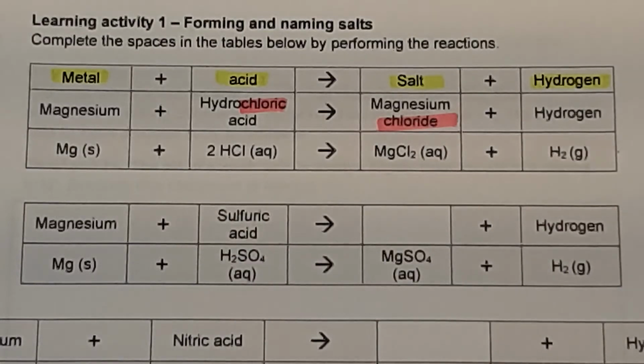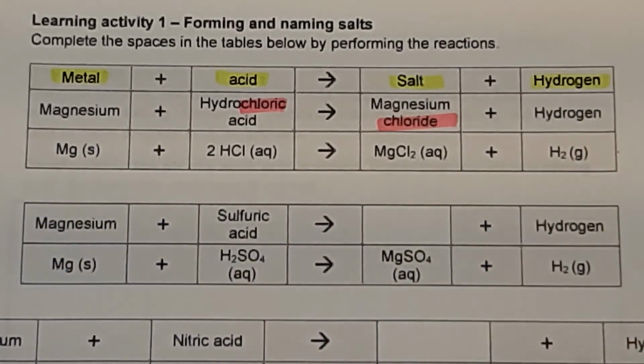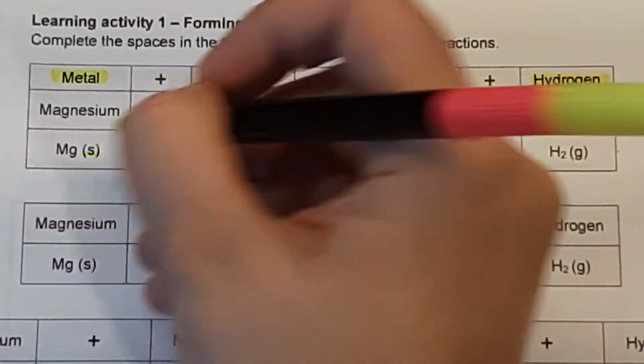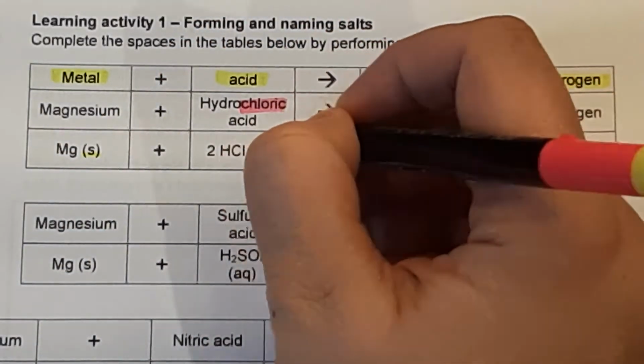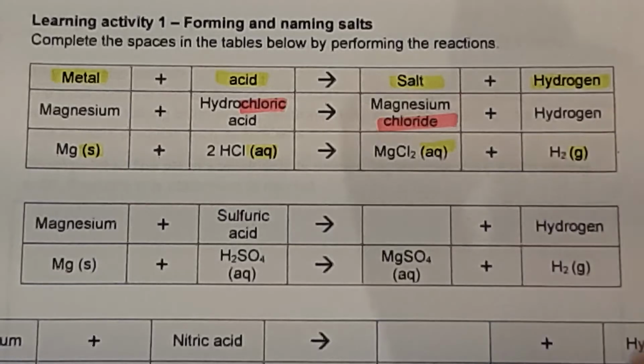You will also be required to write the symbols and balance each of these equations correctly, and don't forget to add in the state symbols as required. So remember that aq means dissolved in water, s for solid, l for liquid, and g for gas. Remembering that the acid and the salt are both going to be aqueous because they are always going to be dissolved in water when we're reacting in this way.